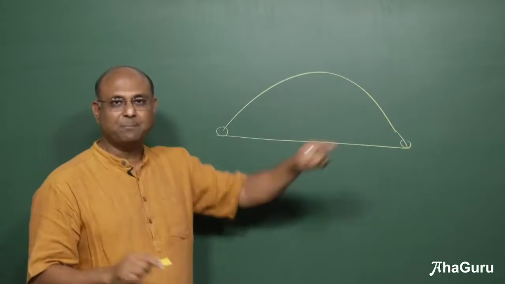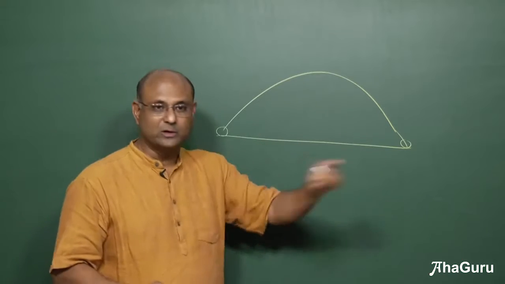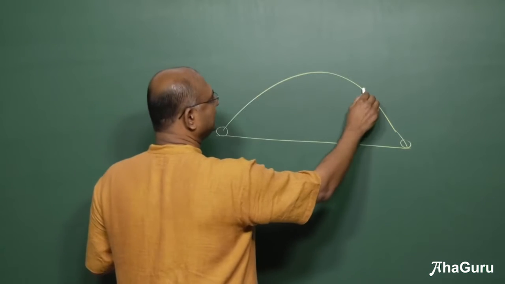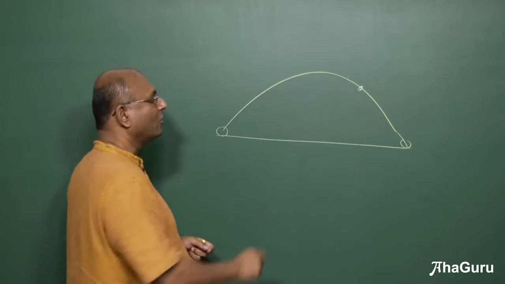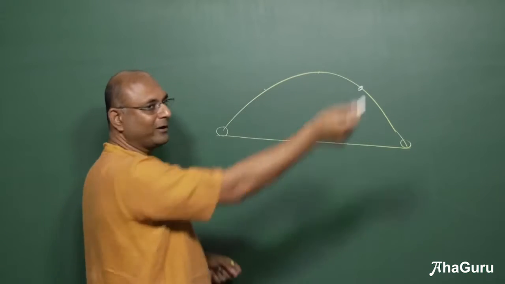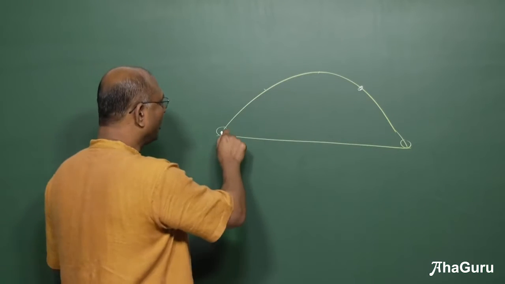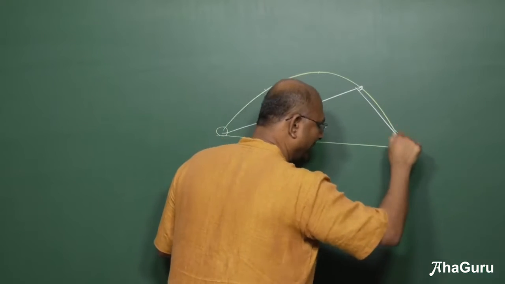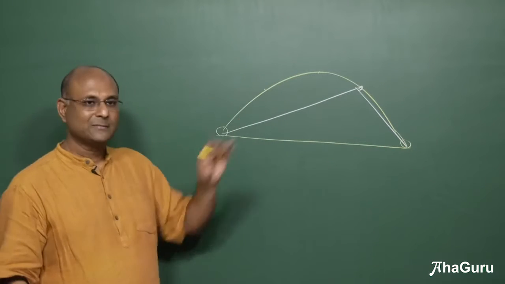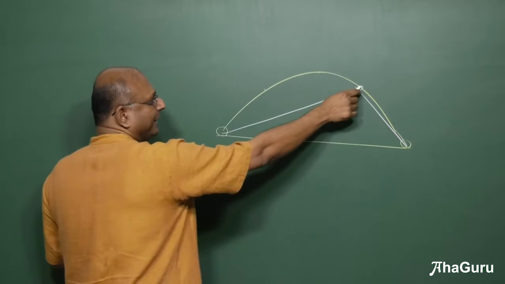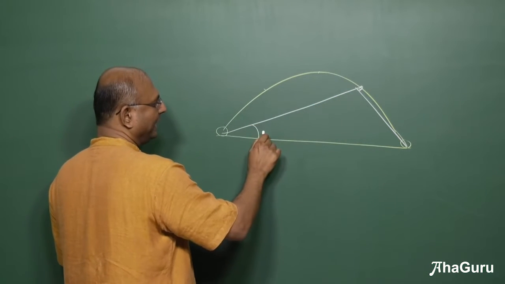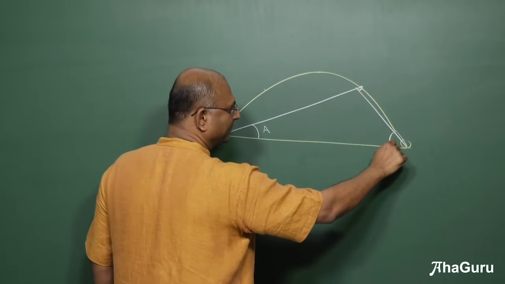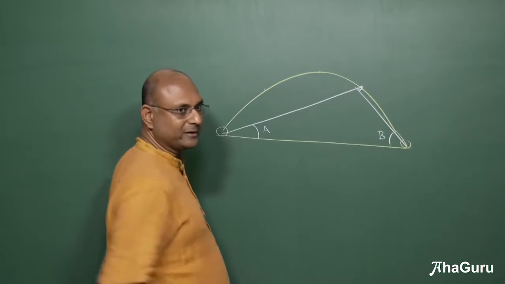So if I have a projectile path, and here we are talking about ground to ground or same height projection. Now you pick any point, let's say this point or this point or that point, any point on the path. You can join it to the starting point and you can join it to the ending point, right? Now this point makes an angle A at the starting point. This point makes an angle B at the ending point.